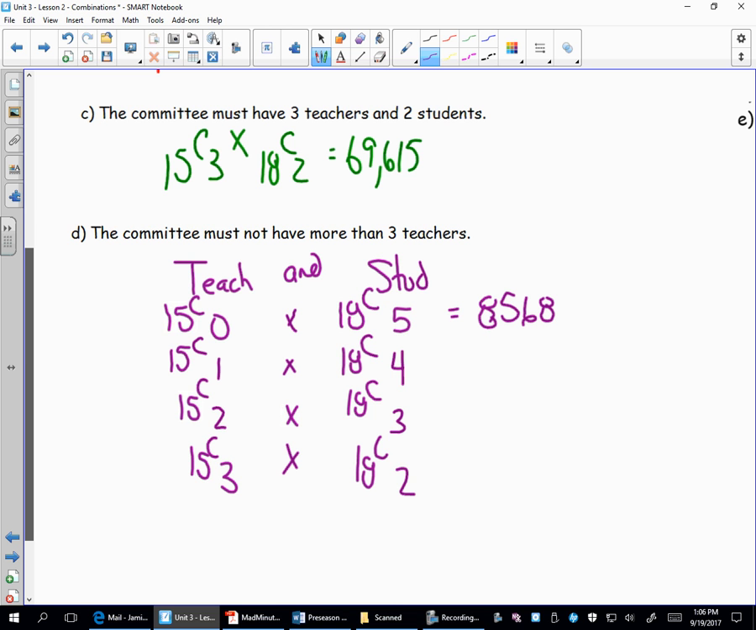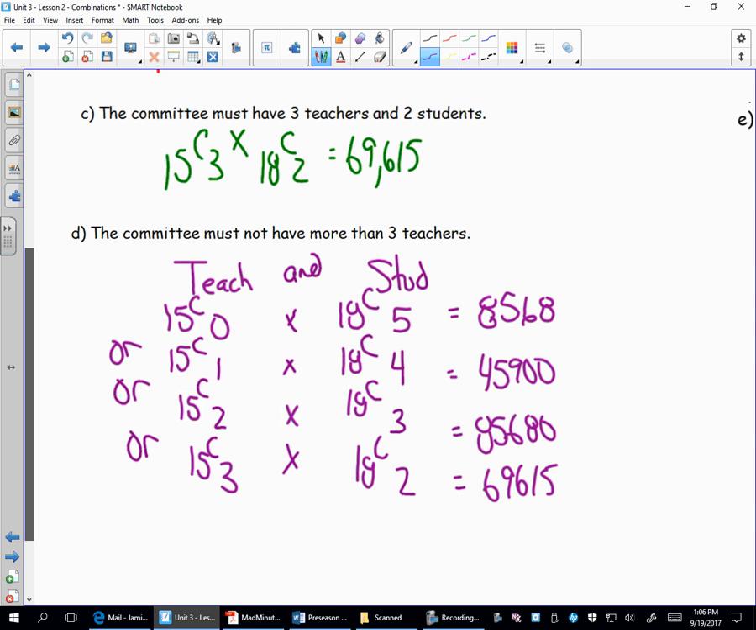8,568, 45,900, and so on, to get these 4 different things. Now these are each cases, mutually exclusive cases. In other words, the idea of "or." There's no teachers and 5 students, or 1 and 4, or, which means I need to add up each of these cases.